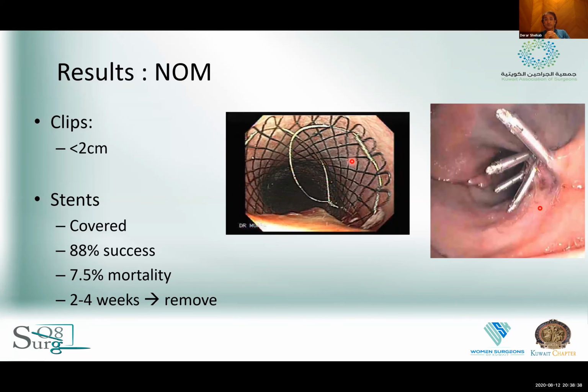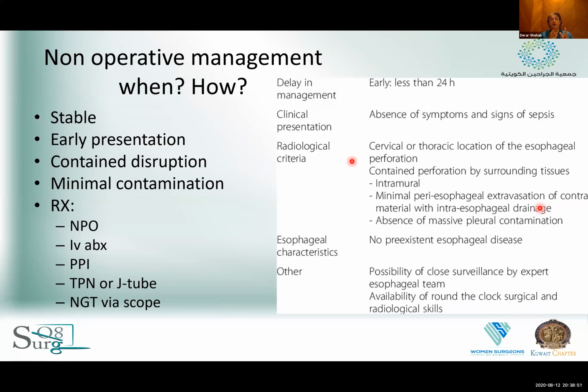I guess we have to ask ourselves, when do I really use the non-operative management, and how should I use it? We discussed that, but I think if you have a stable patient, no evidence of sepsis, early presentation, that means less than 24 hours, and with minimal contamination basically, and or contained disruption, that what I mean is the leak is not free, then only then you can observe those patients. Keep them NPO, IV antibiotics, guided nasogastric tube, PPI, proton pump inhibitor to suppress the acid, and you also have to ensure feeding. You have to feed this patient either parenterally or enterally.